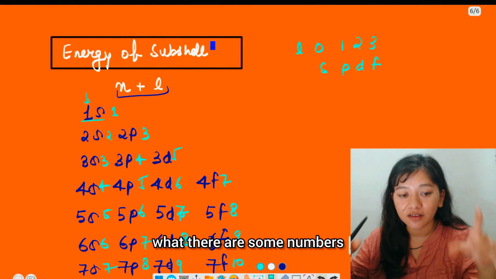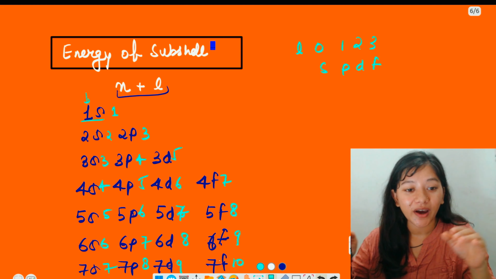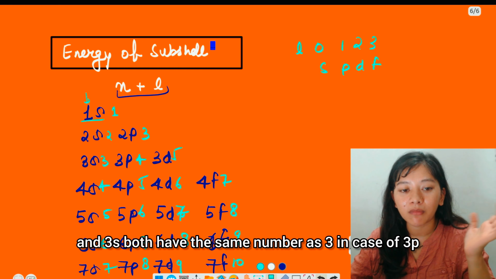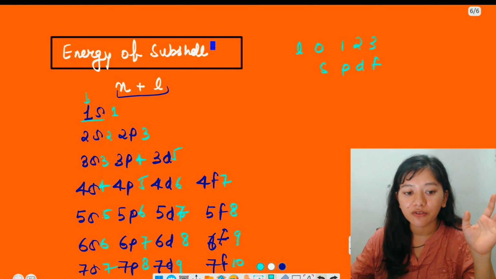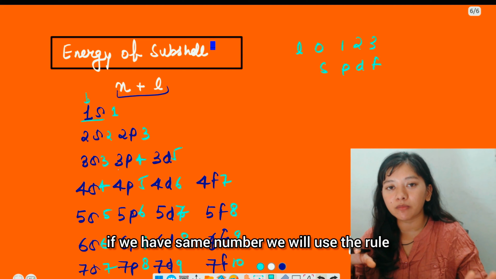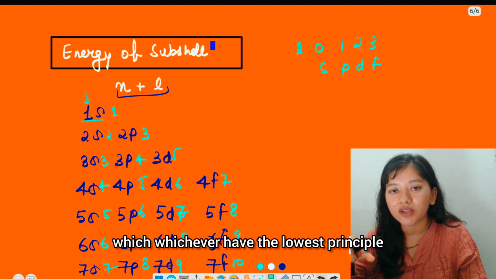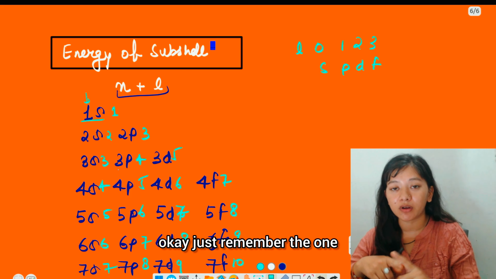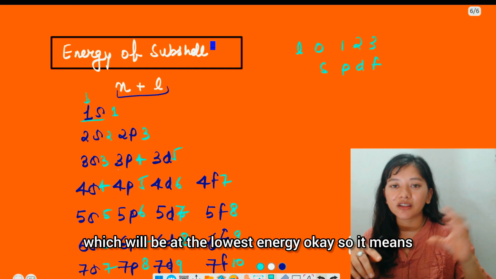There are some numbers which are actually the same. Why? You can see this one, right? 2p and 3s both have the same number, 3. In the case of 3p and 4s, they have the same number, 4. And 5 has 3d, 4p and 5s. What do you think? If we have the same number, we will use the rule of the principal quantum number. Whichever has the lowest principal quantum number will have the lowest energy.